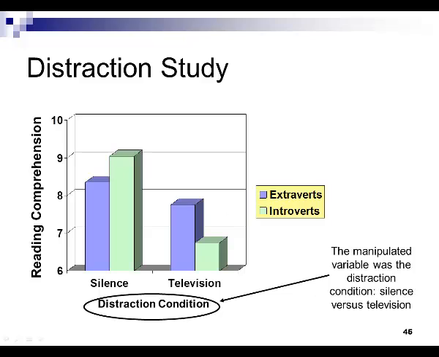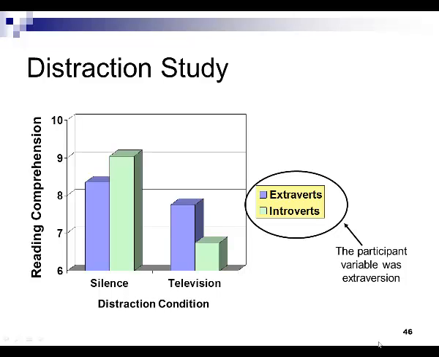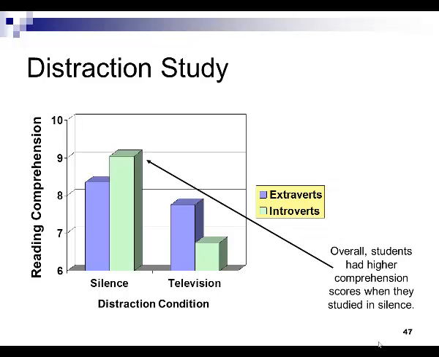So the manipulated variable was the distraction, whether they were in silence or watching Law and Order. The participant variable, the one that you can't manipulate, was extroversion versus introversion. And overall, what they found was that students had higher comprehension scores when they studied in silence. So the bottom line, guys, whether you're introverted or extroverted, it's better to study in silence.